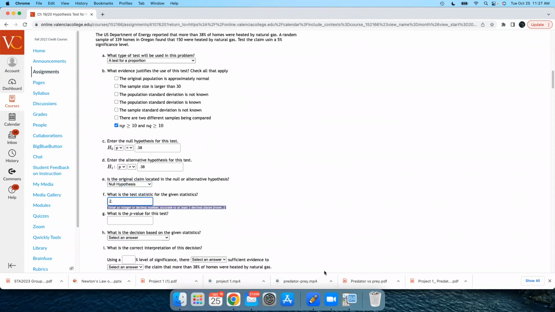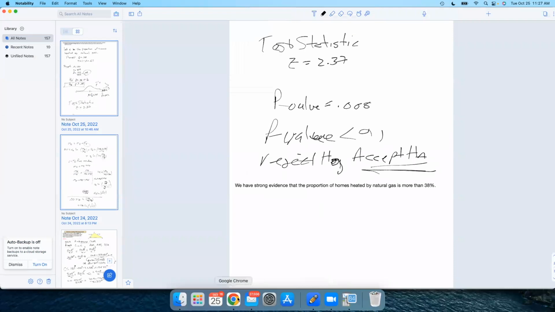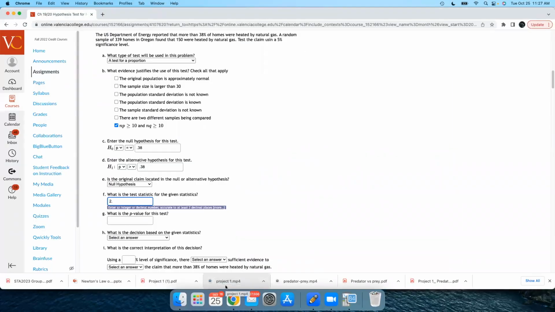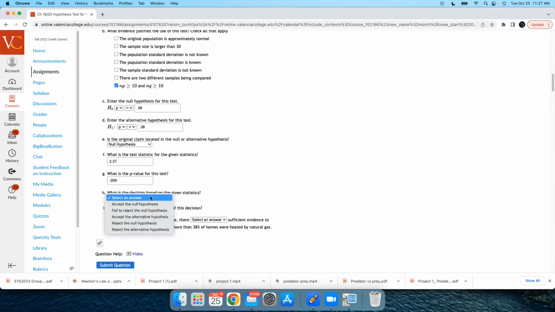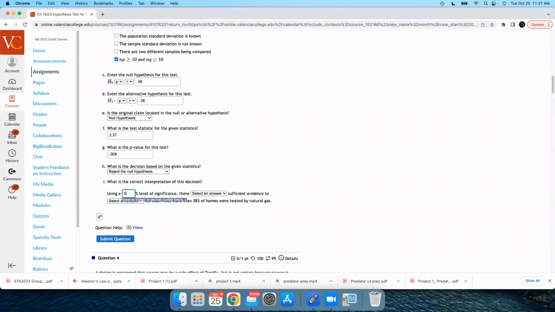This was 2.37. My p-value, I think, was 0.008. I'm doing all these from memory. I'll have to fix these if they're wrong. We rejected the null. Never, ever accept the null. That's not even allowed. The only two choices are fail to reject the null and reject the null. Our level of significance was 5, and we said there is sufficient evidence to support the claim that more than 38%.